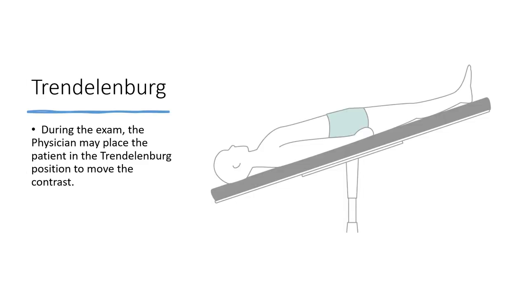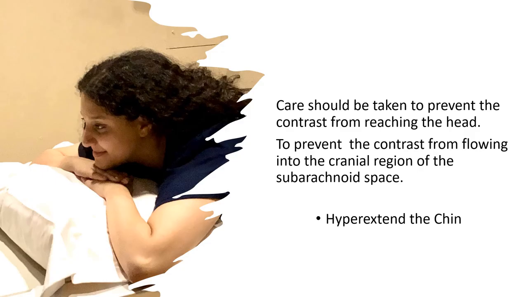Trendelenburg. During the exam, the physician may place the patient in Trendelenburg position to move the contrast, which is where the head is lower than the feet. Care should be taken to prevent the contrast from reaching the head. To prevent the contrast from flowing into the cranial region of the subarachnoid space, you want to hyperextend the chin, as is seen in this picture. Make them comfortable, let them hold still, just like this.